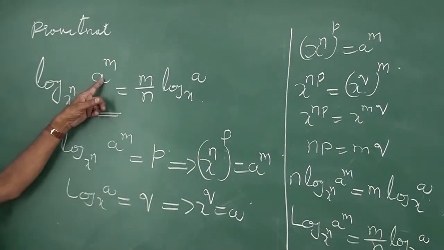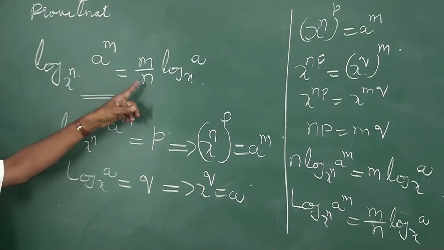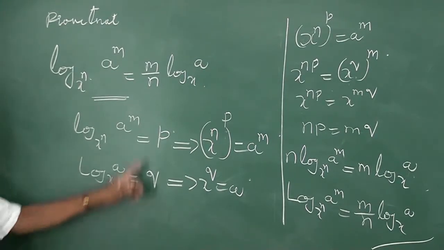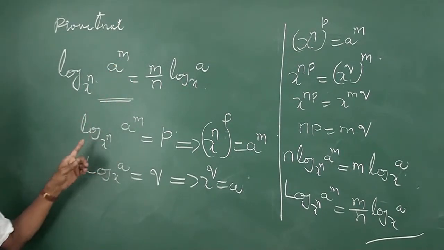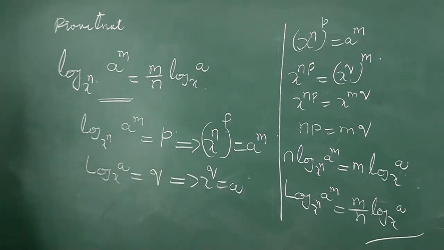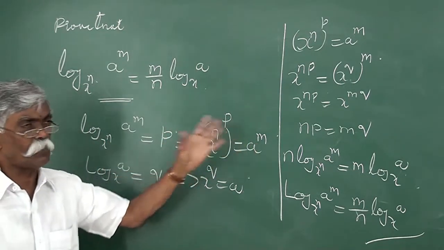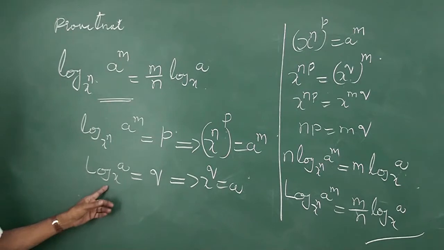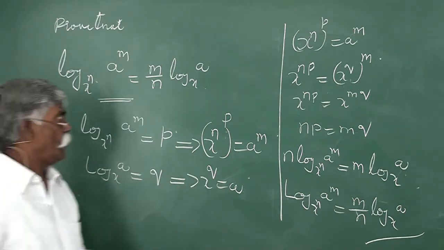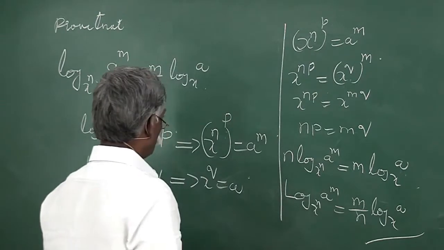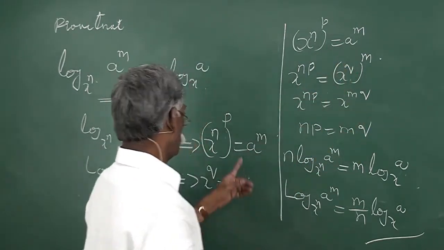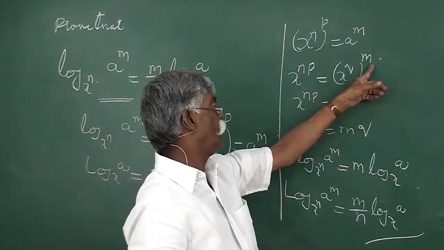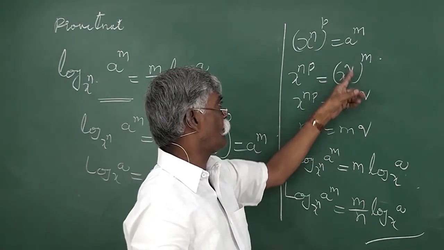So logarithm of a power m to the base x power n, we have to prove that it is equal to m by n into log a base x. The first one, logarithm of a power m to the base x power n, is taken as p. Therefore, x power n to the power p is a power m. And log a base x is taken as q. Thereby, x power q is equal to a. Now, x power n to the power p is equal to a power m. Here we have got the value of a as x power q to the power m. Therefore, x power np is equal to x power mq.